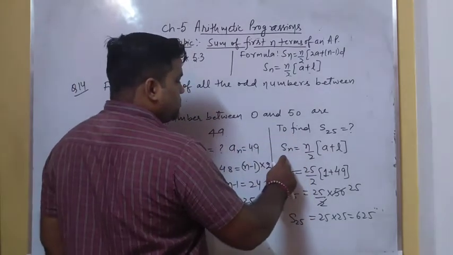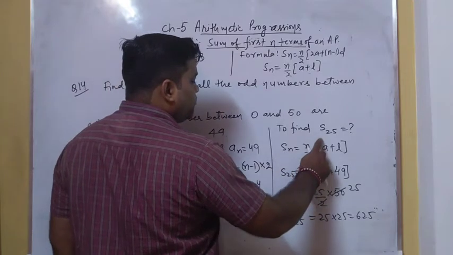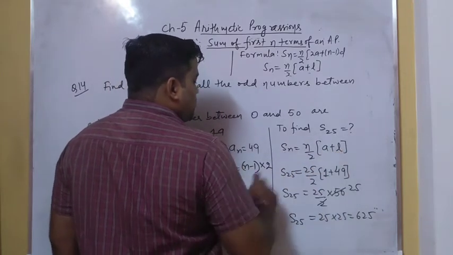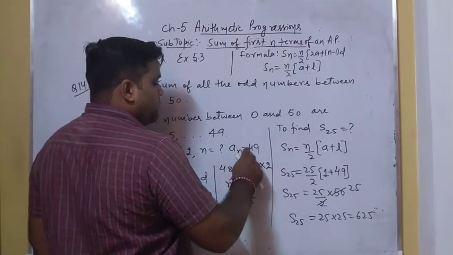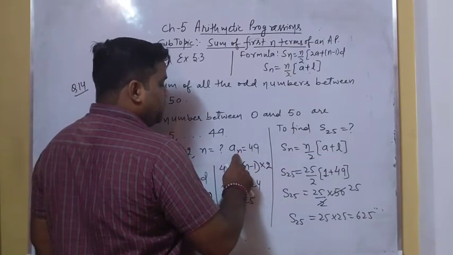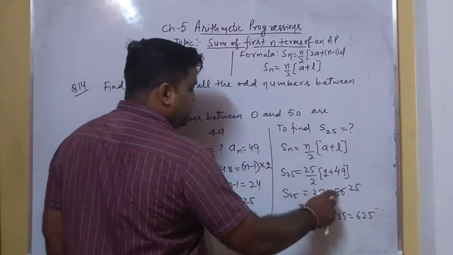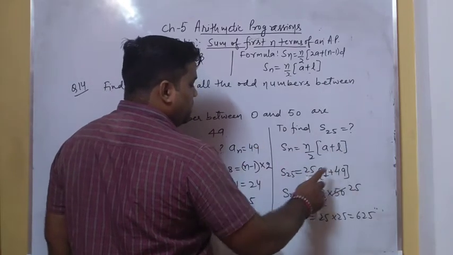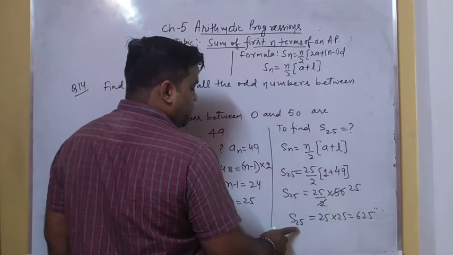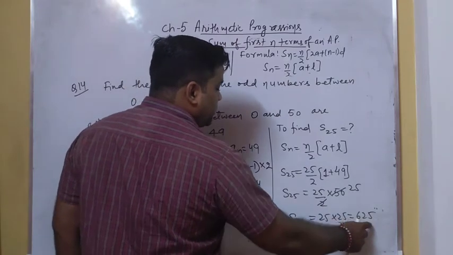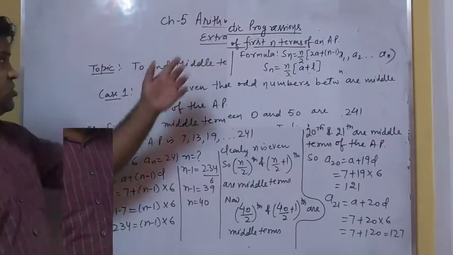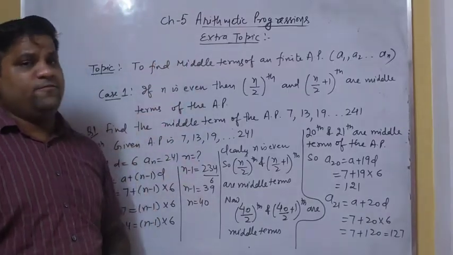So we know the formula Sn equal to n by 2 bracket a plus l. Here l, which is the last term of the AP, is equal to an, which is equal to 49. On putting all the values of a, l and n, here we get the sum of 25 terms is 625. Which is the required answer.